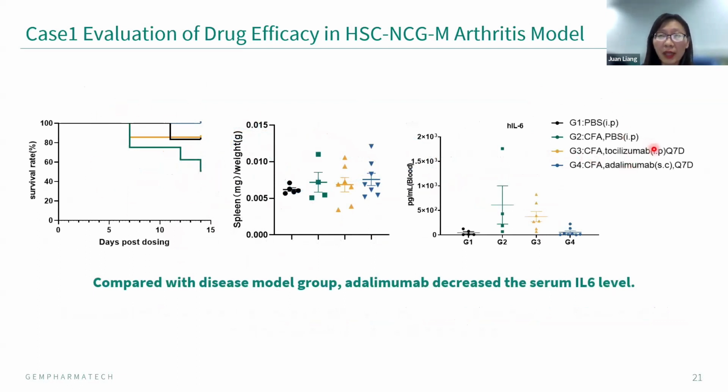The TNF-alpha antibodies, as indicated in this blue curve, could improve the survival rate. And also, when we look at the IL-6 levels released by macrophages, the TNF-alpha antibodies could also reduce the IL-6 release compared with the modeling group.